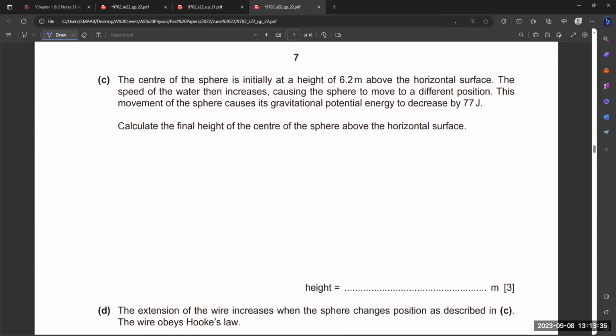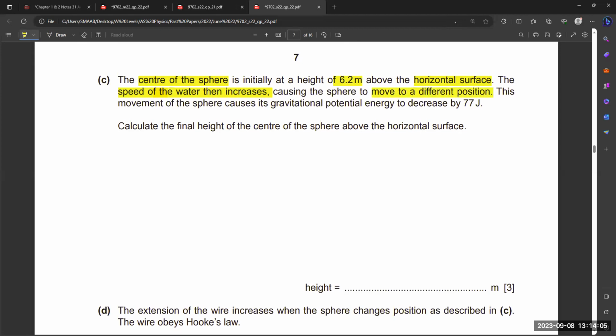And the next thing is the center of the sphere is initially at a height of 6.2 above the horizontal surface. So they are talking about the center of the mass. So the center of the mass is at a height of 6.2 above the horizontal surface. And the speed of the water then increases, causing the sphere to move to a different position.